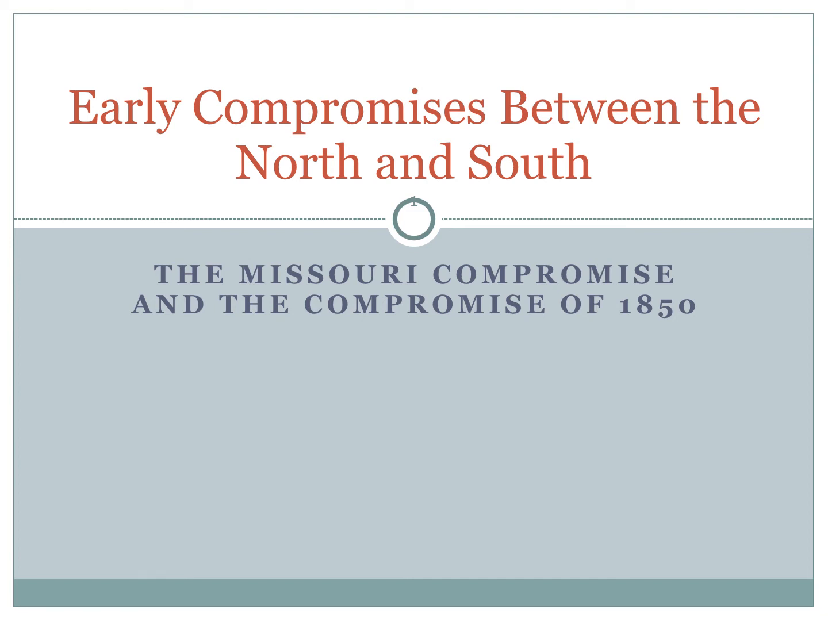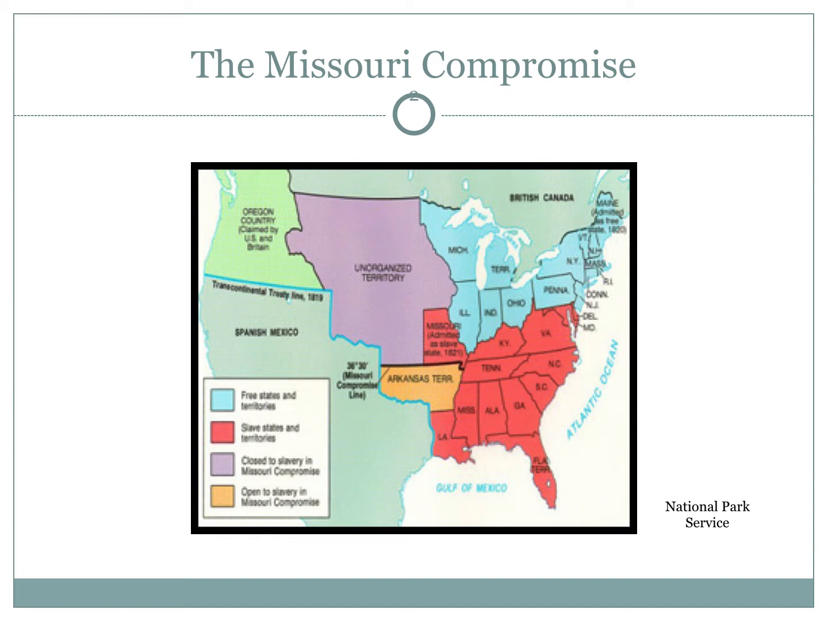Our set of notes for today is titled Early Compromises Between the North and South. In particular, we're going to look at two compromises that address the issue of slavery, particularly whether slavery would be allowed in new territories: the Missouri Compromise and the Compromise of 1850. So the first one of those is the Missouri Compromise.